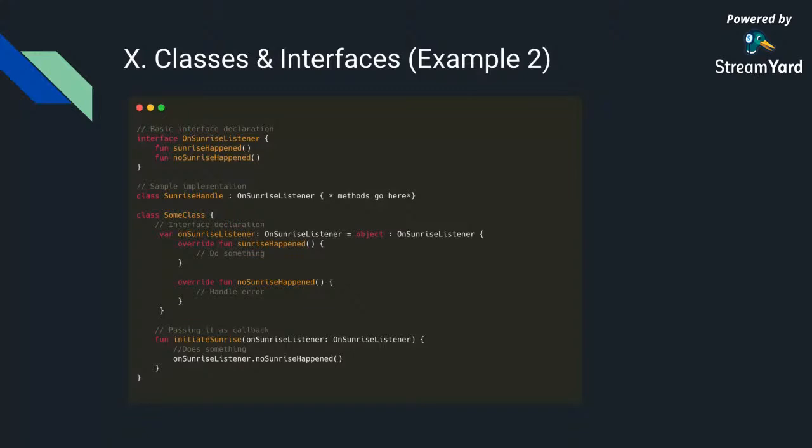As an example, I have an interface called on sunrise listener, a very generic, crude example here. But it has two methods, which say sunrise has happened and no sunrise has happened. So there are two methods that I've defined.